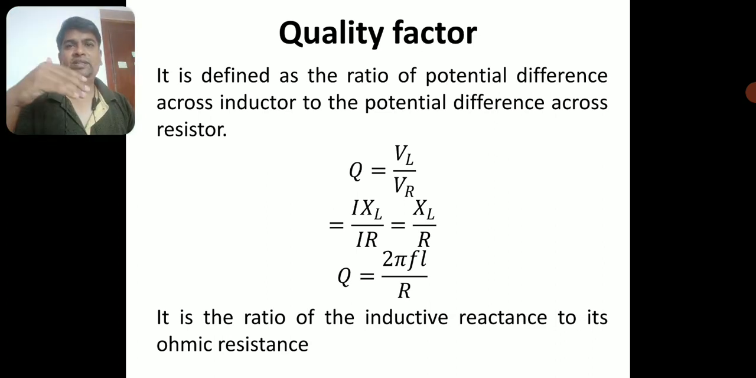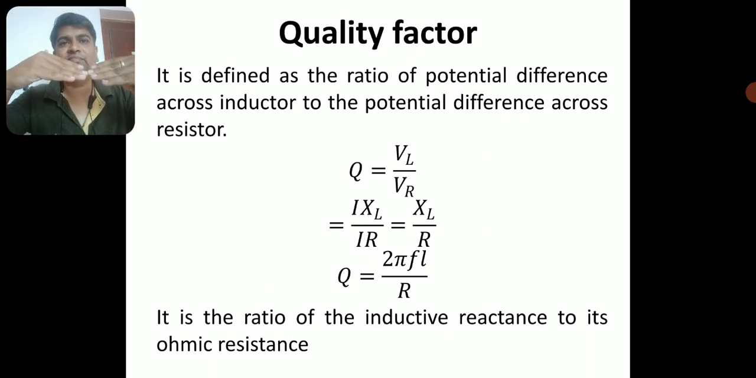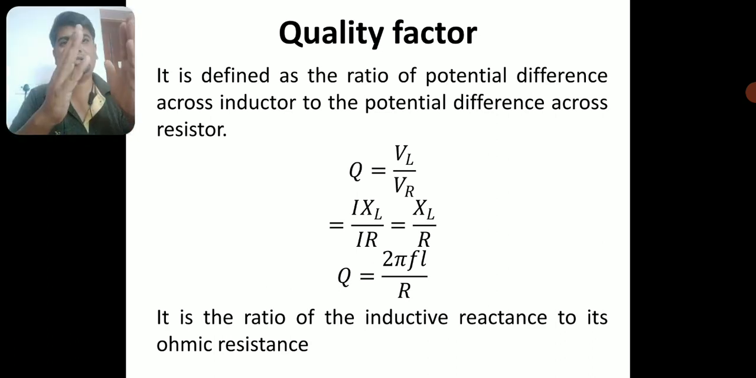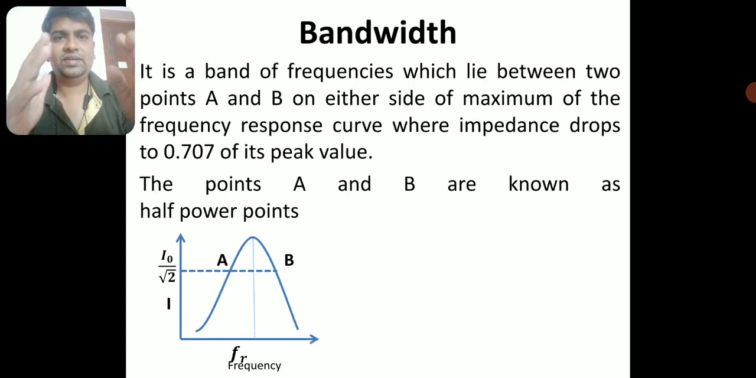So it is inversely proportional to the bandwidth. If bandwidth is more, the quality factor is less. If bandwidth is less, the quality factor is more. Okay, right? You can analyze this with the help of this kind of diagram.